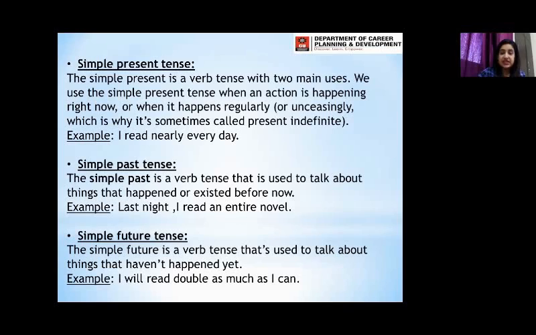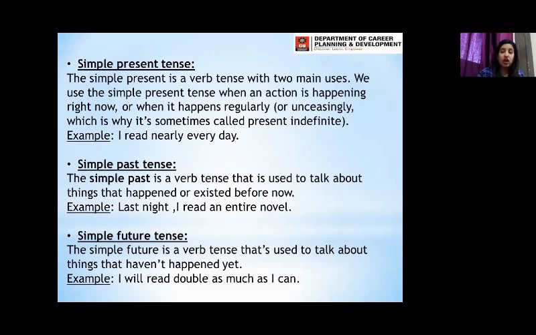Okay, next is simple future tense. So simple future tense talks about the future, the coming time that is going to be there, the things that haven't happened yet, we are just talking about the things that can happen in the future. So in the future, the example says, I will read double as much as I can.